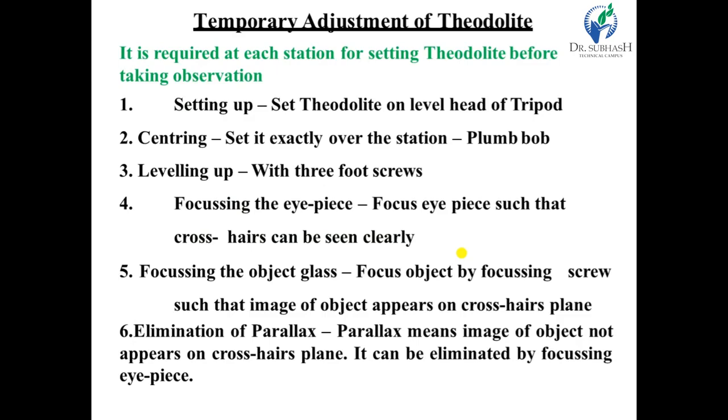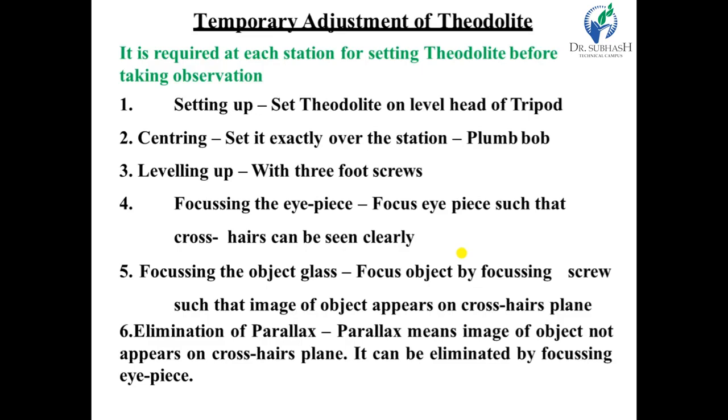Now we are moving to the temporary adjustment of the theodolite. It is required at each station for setting the theodolite before taking the observation. In the setting up procedure, we have to set the theodolite on the level head of the tripod. After that, we conduct the centering procedure. For setting exactly over the station, we use the plumb bob and fix it over the station.